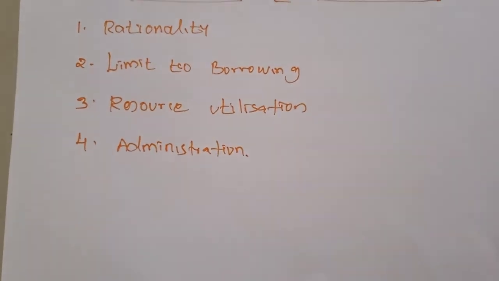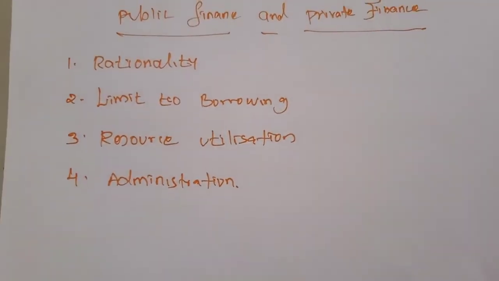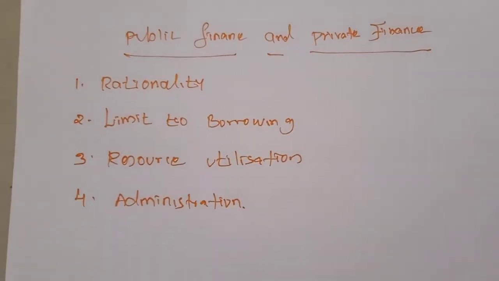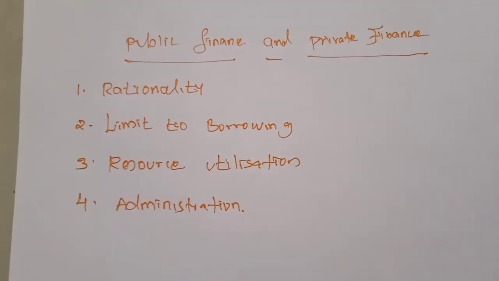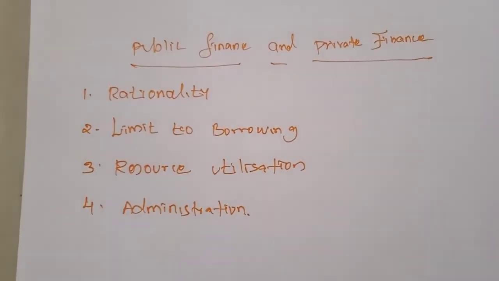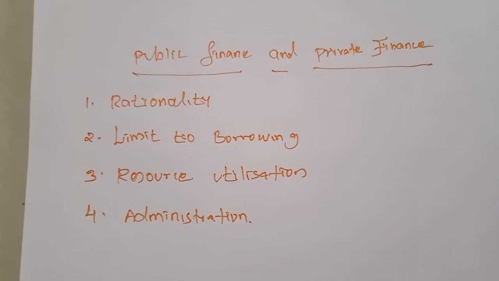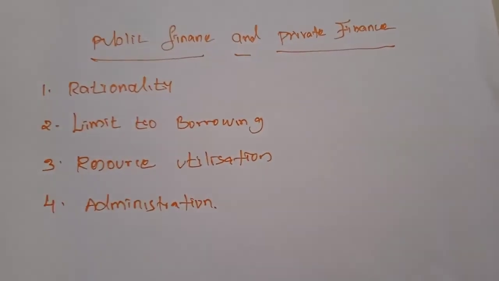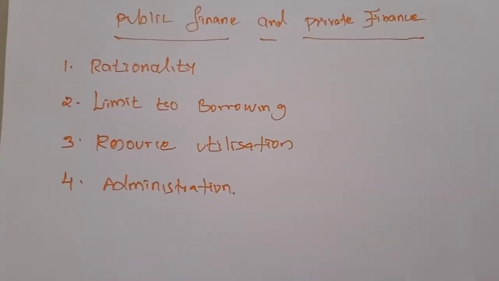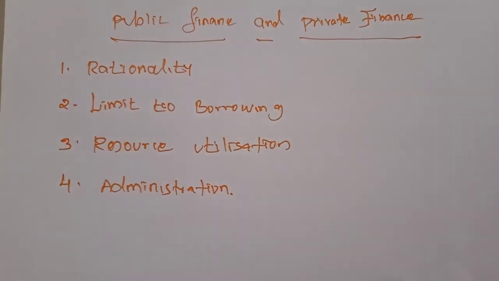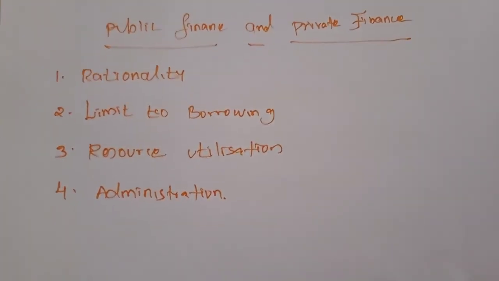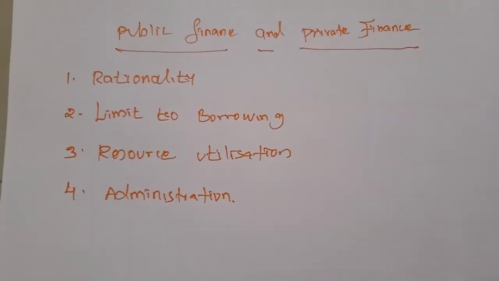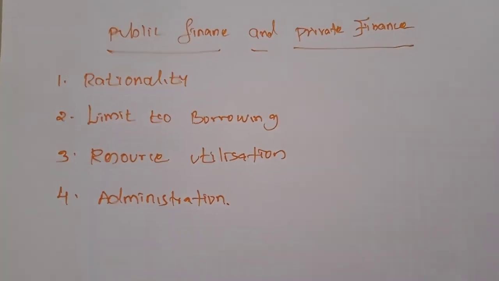Next, administration. The effectiveness of measures of the government as well as the private sector depends on the administrative machinery. If the administrative machinery is inefficient and corrupt, it will result in wastage and losses. So both private and public sectors have to have honorable and effective administration. If it is ineffective or corrupt, there will be wastage and losses.